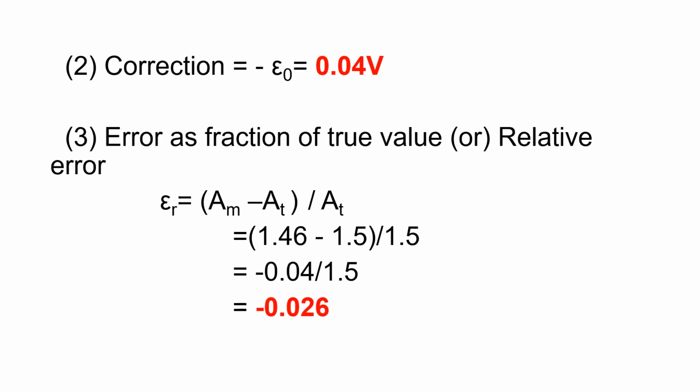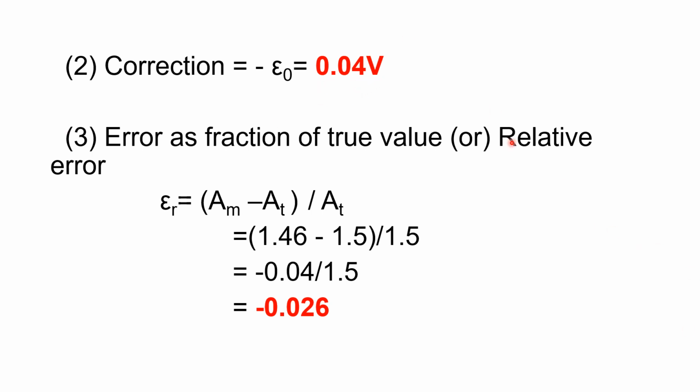Okay. Next is correction. As already I mentioned, the formula is minus of absolute error, so minus epsilon naught. So we will be getting the answer, with absolute error as minus 0.04 volt. So the answer for correction is 0.04 volt.